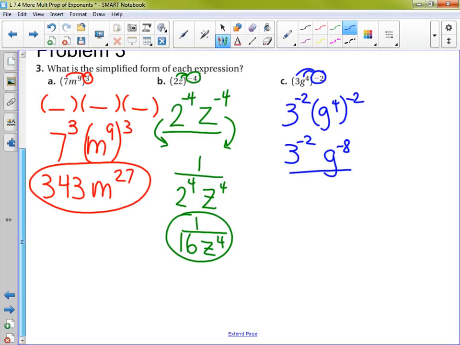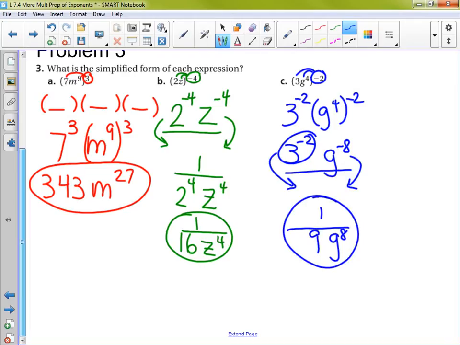These are negative exponents, so I can move them down below the fraction and make them positive. So it's 1 over g to the negative 8, which becomes g to the positive 8. And at the same time, as I move it, I'm going to calculate what 3 to the second is. It's 9. So 1 over 9 g to the 8th.